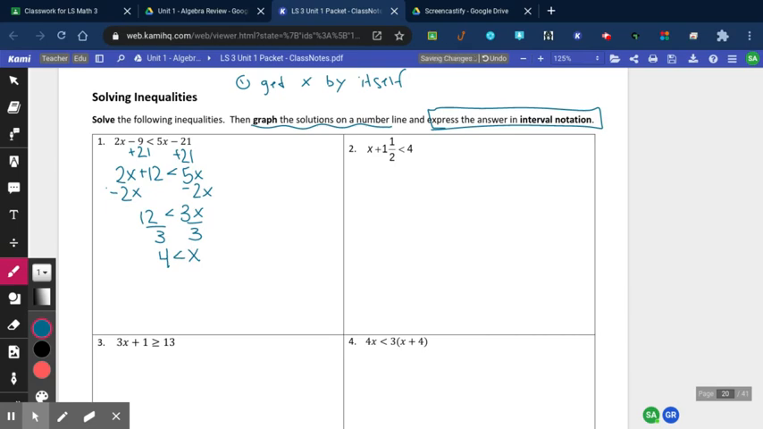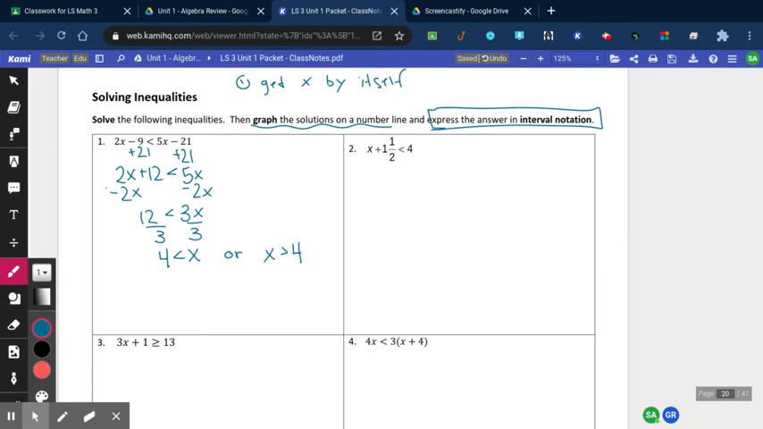Now, when I think about this in terms of an inequality, my actual solution set, I want to graph it and I also want to put it in interval notation. So this is the same thing as x is greater than 4. So any solution that's bigger than 4 would work.